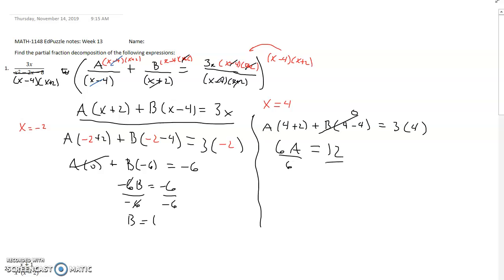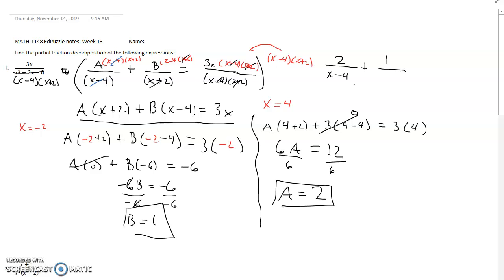Divide both sides by 6. We get a is equal to 12 divided by 6, which is 2. And there we have our values of a and b. So to answer the question that we were looking for, a is the value on top of the first fraction, so we get 2 over x minus 4 plus 1, that was our value of b, over x plus 2, and that will equal 3x over our original x squared minus 2x minus 8.